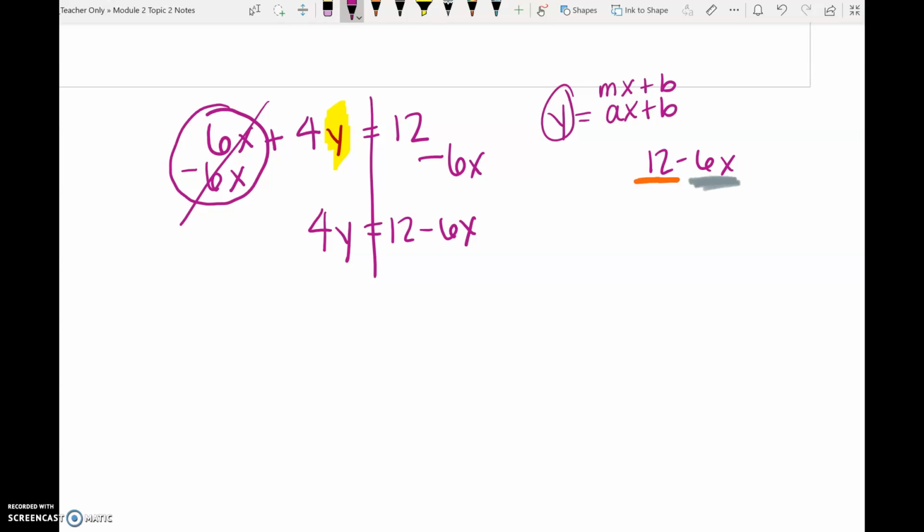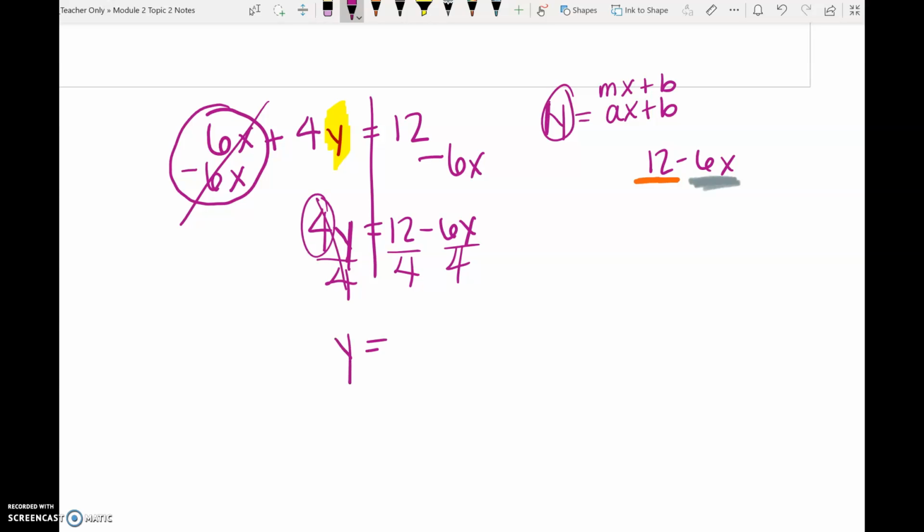My last step is to look at what's in front of y. Now remember, I don't want to make y go away. I want to make the number in front 1, right? There's a secret little 1 there. So I'm going to divide by 4, and when I do that, I have to do it to everything.